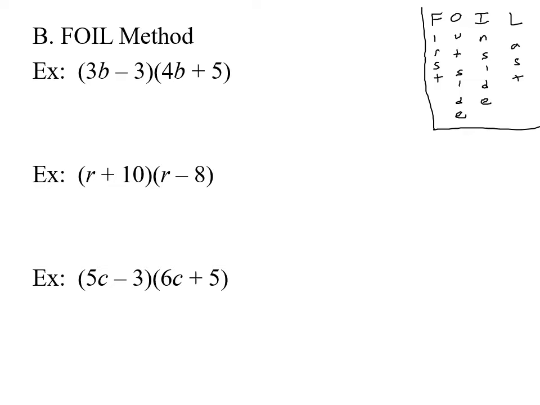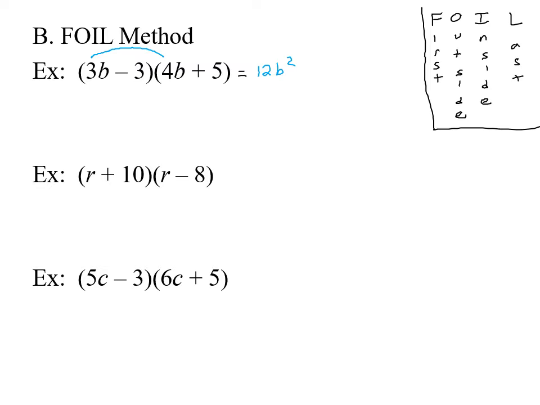And so when we're looking at foiling, you're looking at 2 terms multiplied by 2 terms. So like in the first one, 3b minus 3 is then multiplied by 4b plus 5. And so doing this foiling, I would do the first terms, 3 times the 4 gives me 12, and b times b gives me b squared.